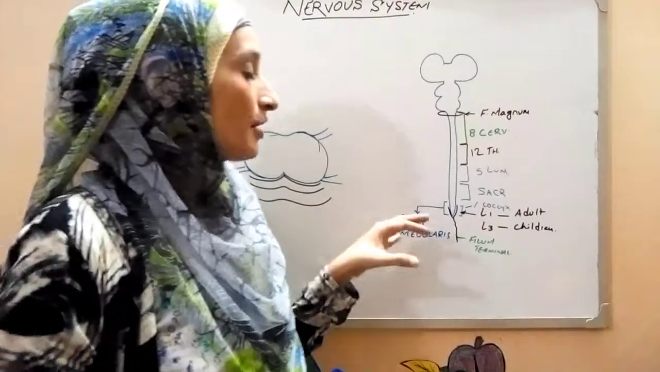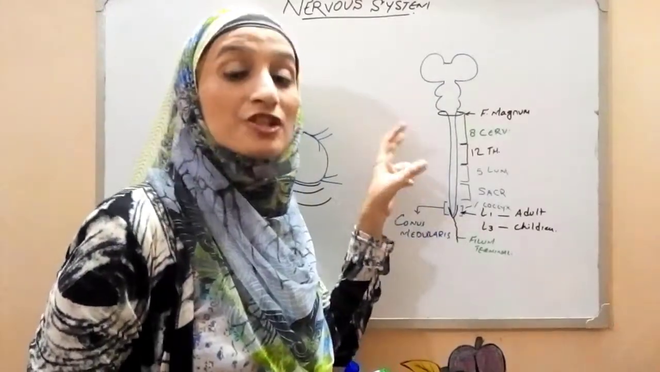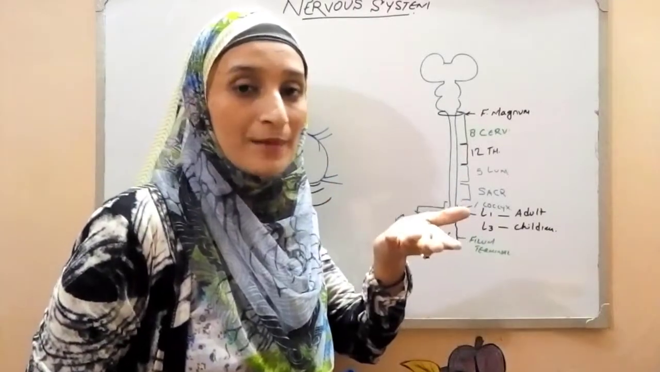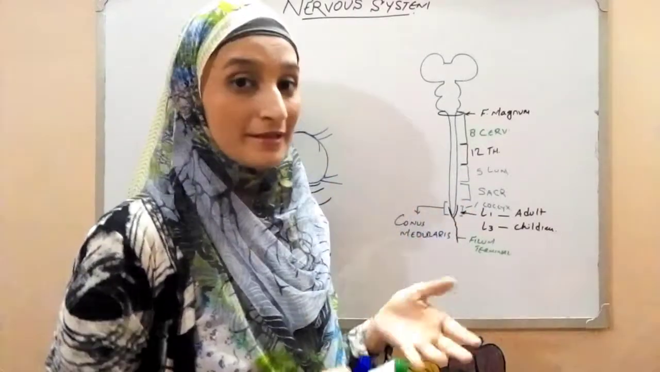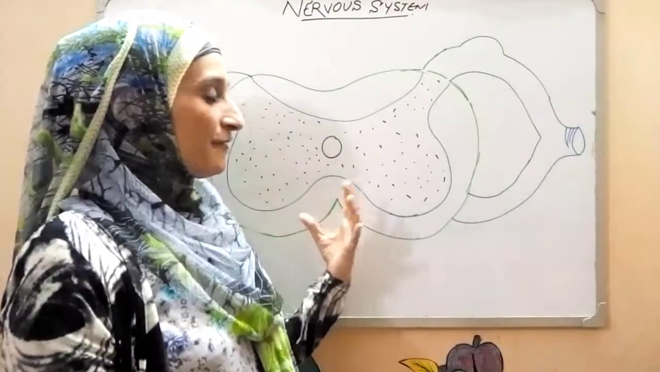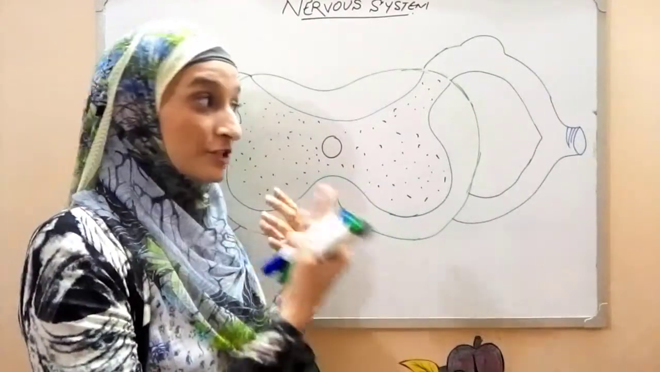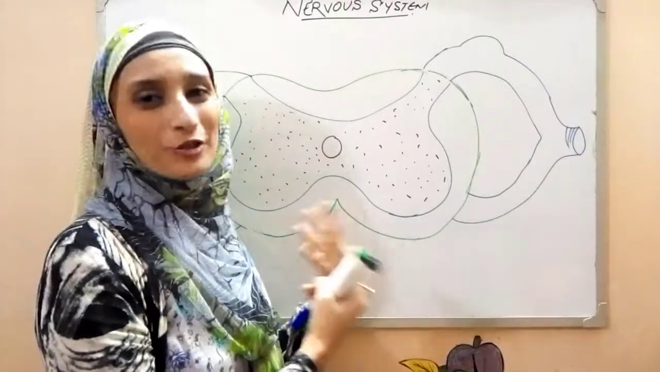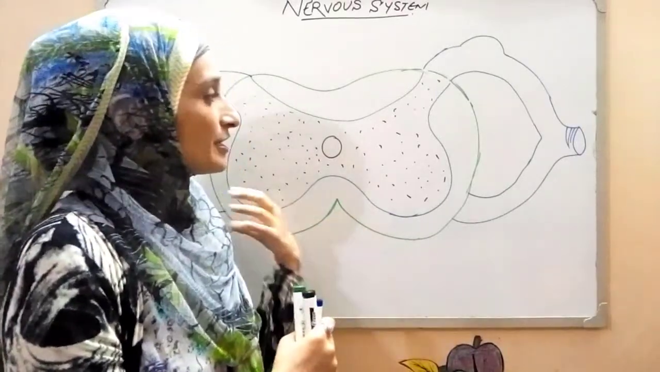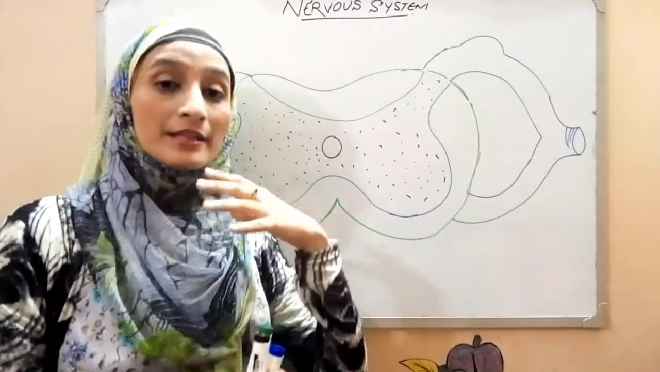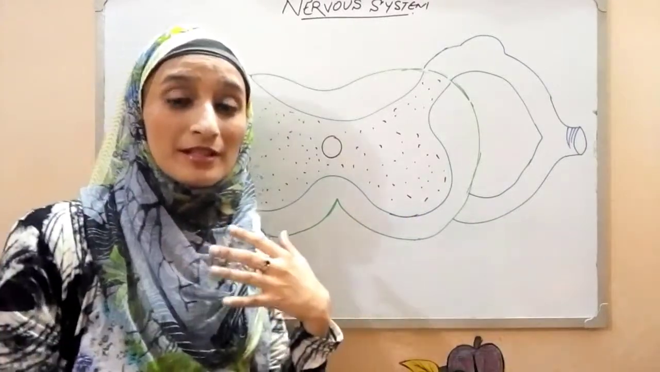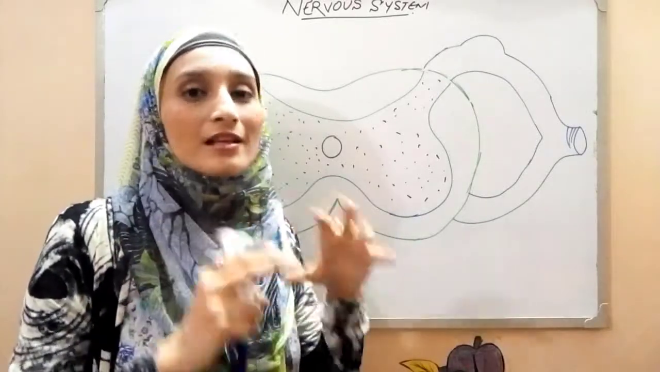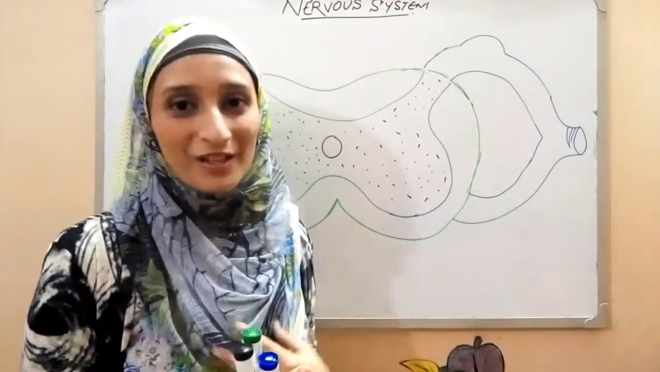Alright, now let's talk about the inner structure of the spinal cord. If we make a transverse section of the spinal cord, how will it appear to us? If we look at the cross section of the spinal cord, it looks somewhat like this, alright. The spinal cord, just like the brain, the other component of the central nervous system, is filled with white matter and gray matter.